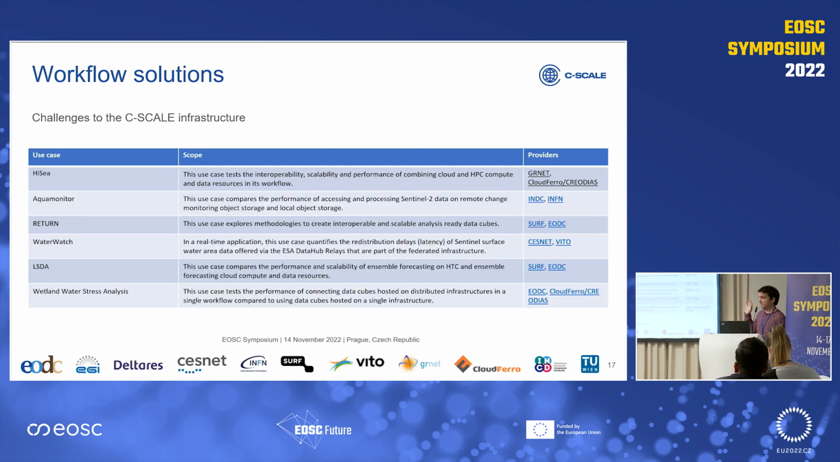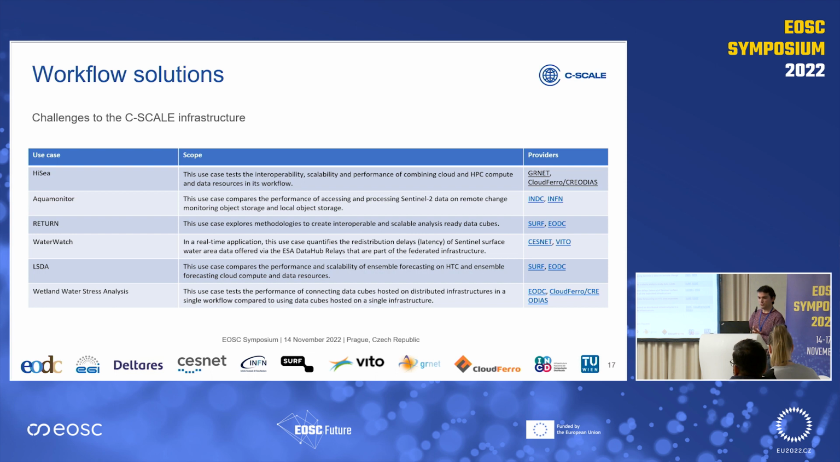And here I present a summary of the challenges that the use cases bring to the C-SCALE infrastructure. For example, for High-C, as I just mentioned, the goal is to test the interoperability and scalability between cloud and HPC resources on the one hand. AquaMonitor compares performance accessing both local and remote object storage. Return is trying to create interoperable, scalable, analysis-ready data cubes.